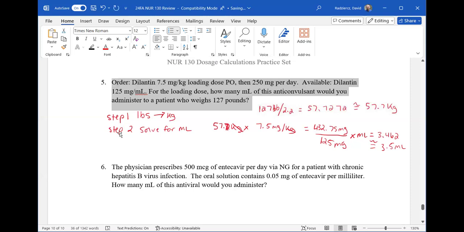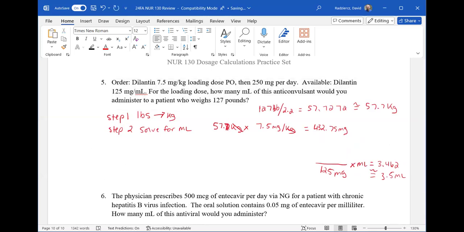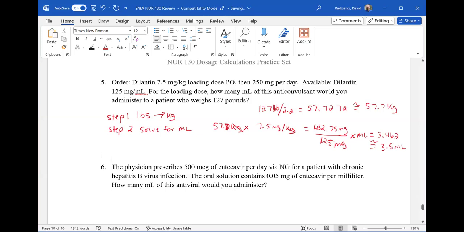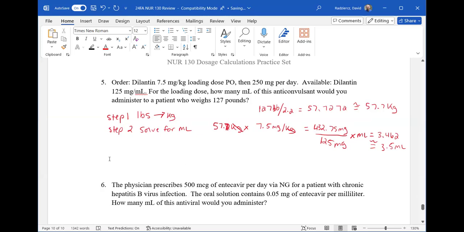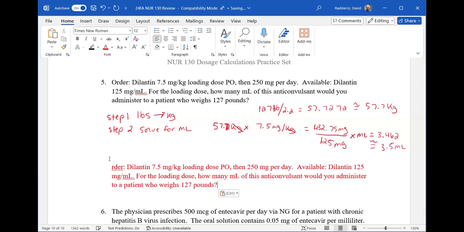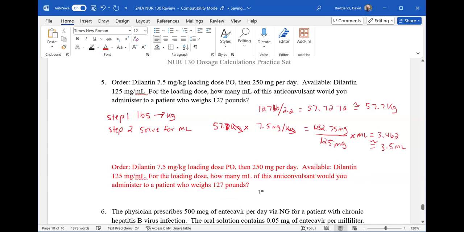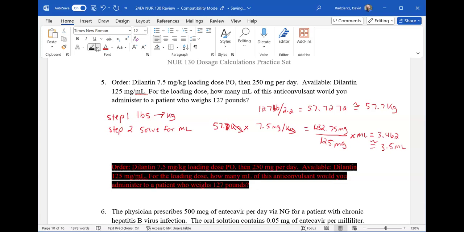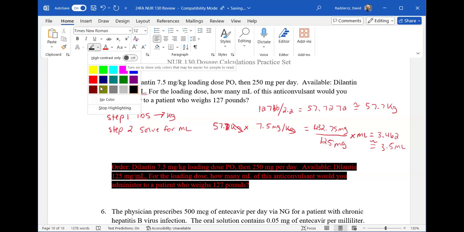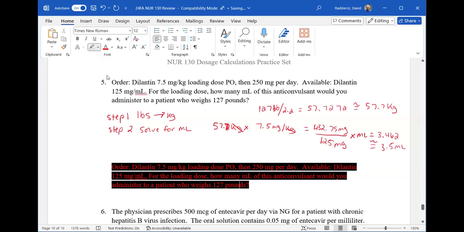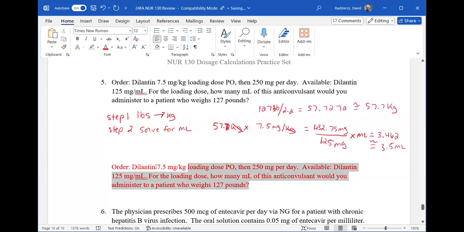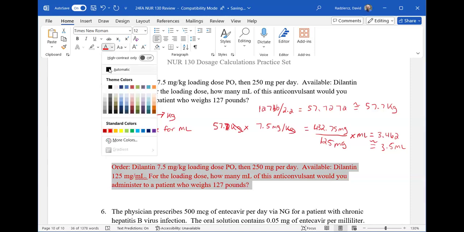There we go. Okay, I don't know why that's in red. Put that in black. There we go. Sorry about that. I meant to change the font color to black.